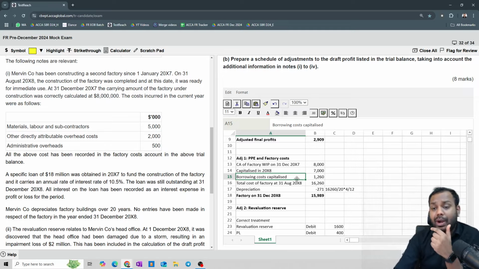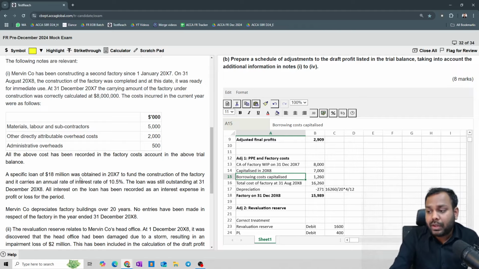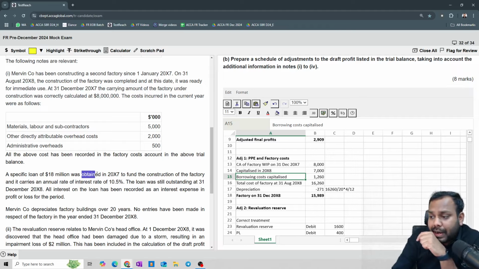Now understand here. One more point that you need to understand here is, even if you assume that the loan was taken at the beginning of 20x7, ideally this borrowing cost will change. But you know what? In this question, we are not going to change it. Do you know why?